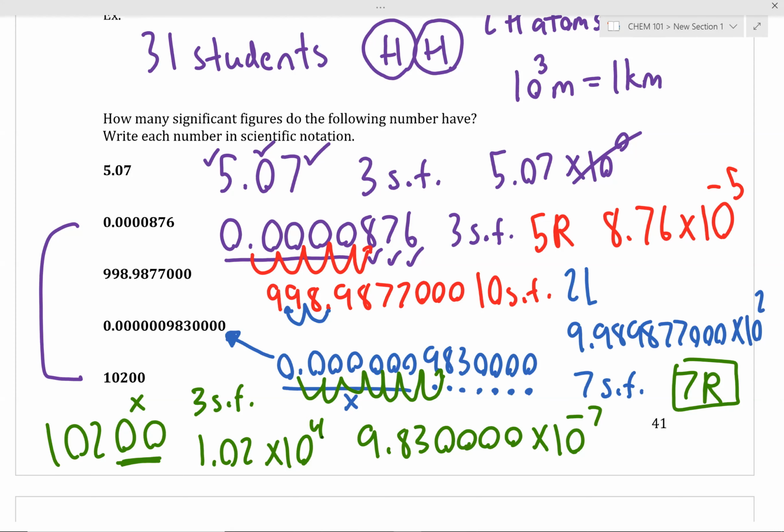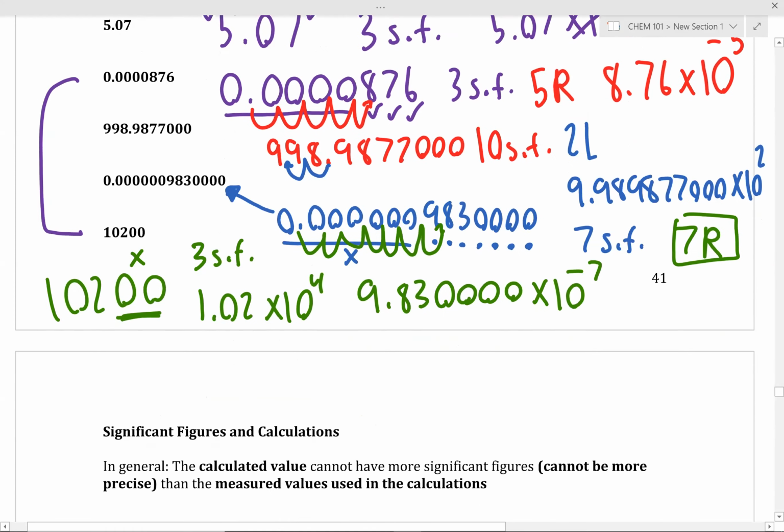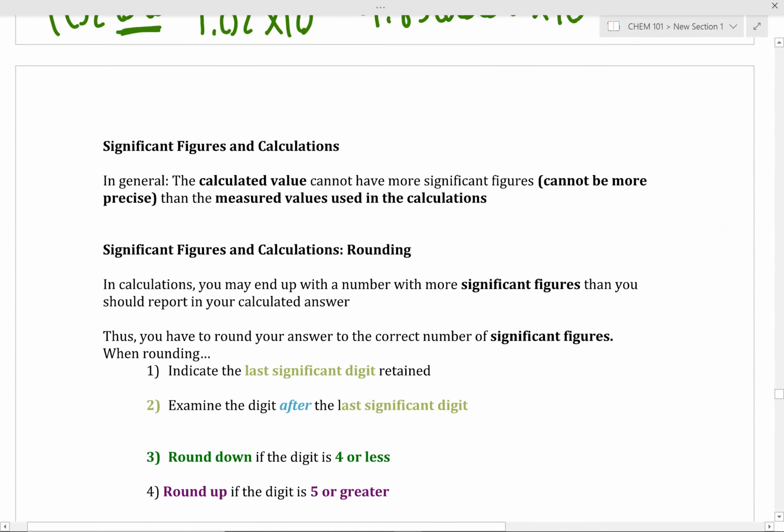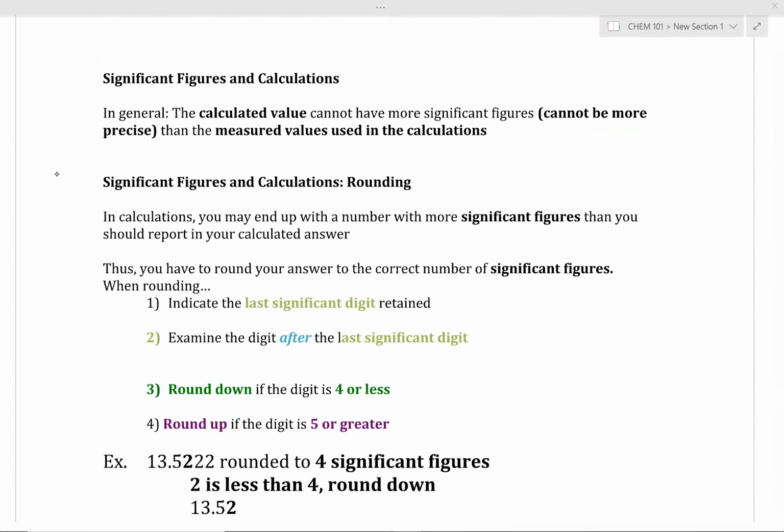So now that we know how to count significant figures, what we're going to do next is start applying significant figure rules to calculations. So as a general rule of thumb, there are some exceptions, the calculated value cannot be more precise than the measured values used in calculations. Let's show examples of this.